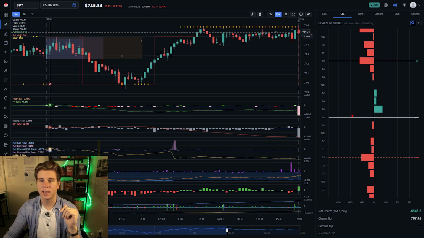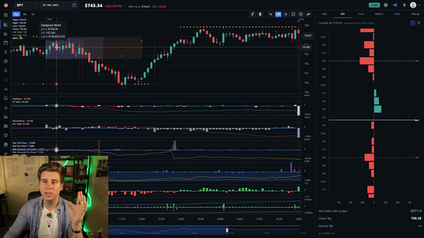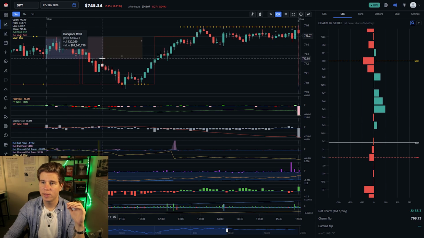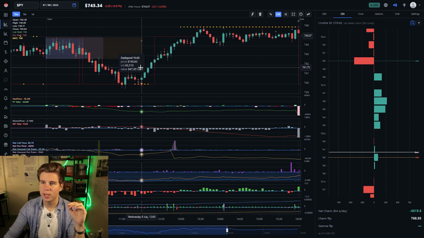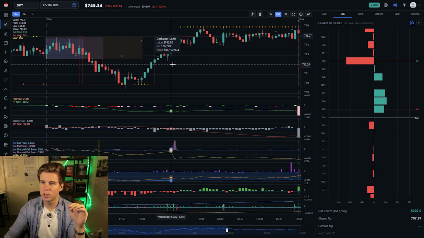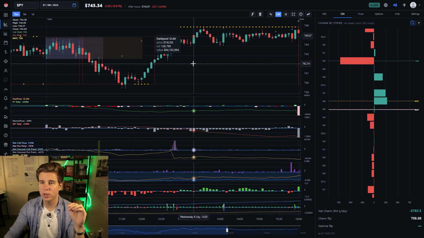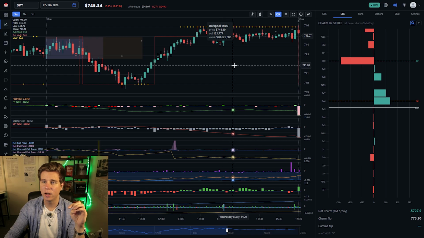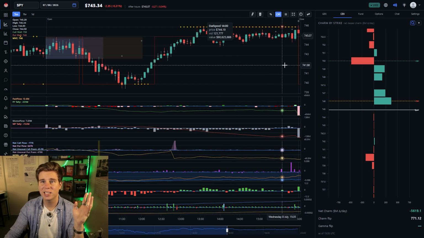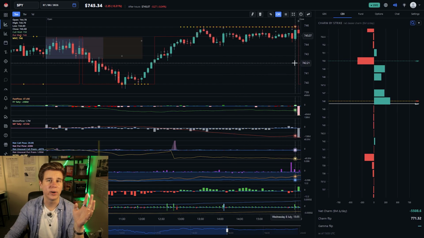So I'm going to go through this day and pay attention to these strikes right here and watch how charm changes throughout the day. At the beginning of the day, you can see that there was green charm around 745 to 747. And as we go on, that charm actually grows and grows. Now we have a whole bunch of charm at 746 and 745 at the end of the day. And obviously that ends up being the battleground that never gets broken through.